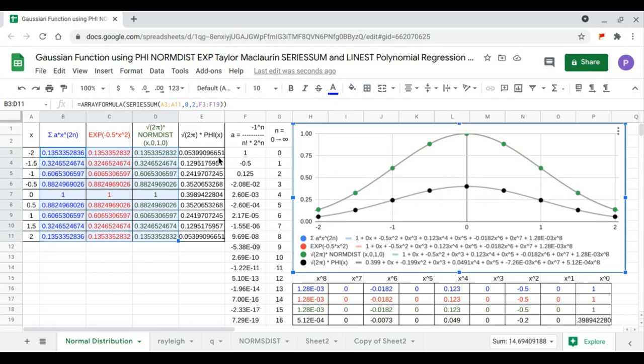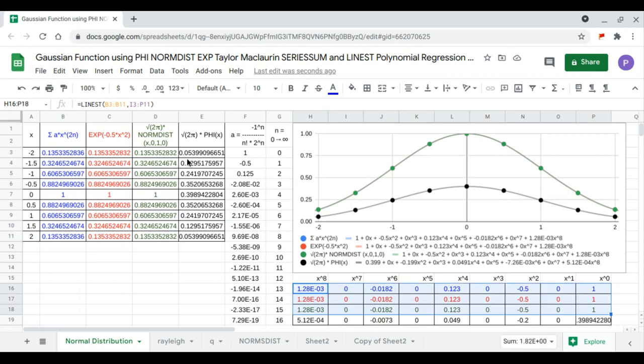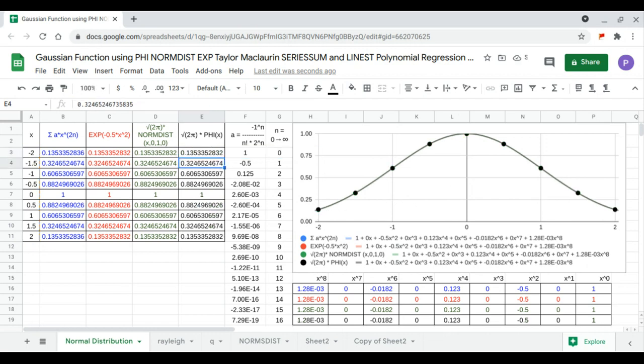And finally, the phi function. The regression coefficients, they're also the same. And the phi function will be square root of 2 pi. So this is multiplied by square root of 2 times pi. Enter. All of them, all four of them are on the same trend line, and the regression coefficients are the same.